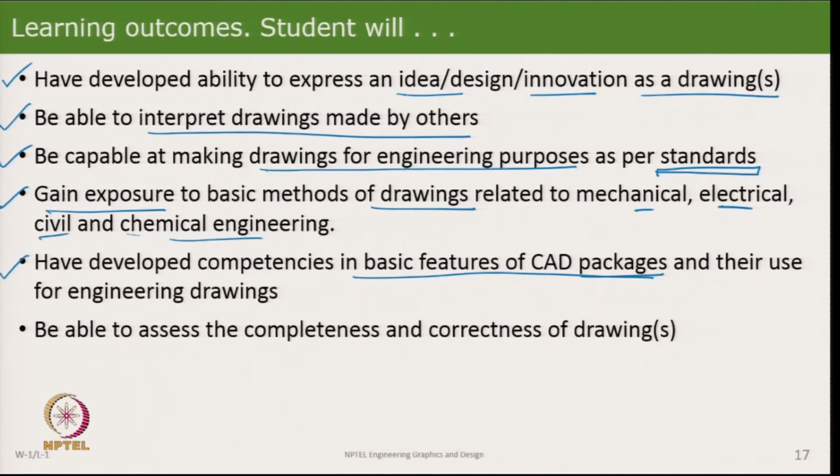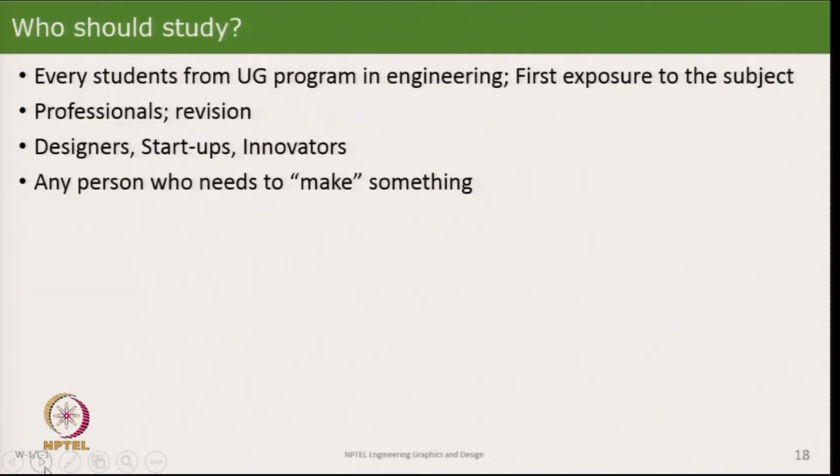And yet one more outcome is that after doing the course, you will be able to see a drawing, whether you made it or somebody else made it, and assess whether it is complete or not and whether it is correct or not. This is very important in that in engineering, you do not make anything until you have a drawing which is both complete and correct in every aspect. So, those are the learning outcomes of this course.